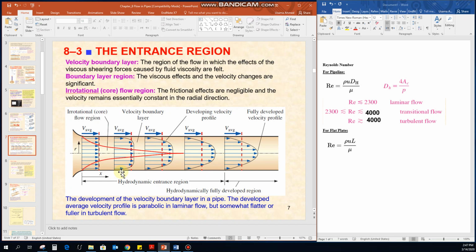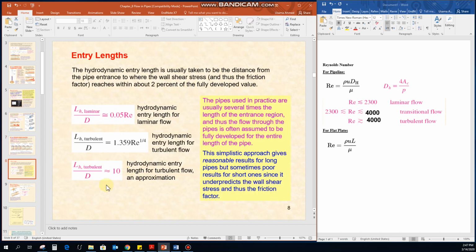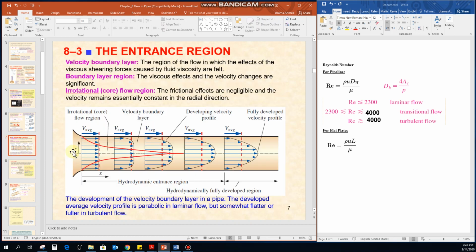profile. As we know, most of the fluids that we have to deal with in practice involve turbulent flow. So what we can do is directly rely on the last equation, where the entry length becomes equal to 10 times the radius. What does it mean here? If you multiply the radius by 10, you get a point where you can have a fully developed velocity profile within the pipeline.